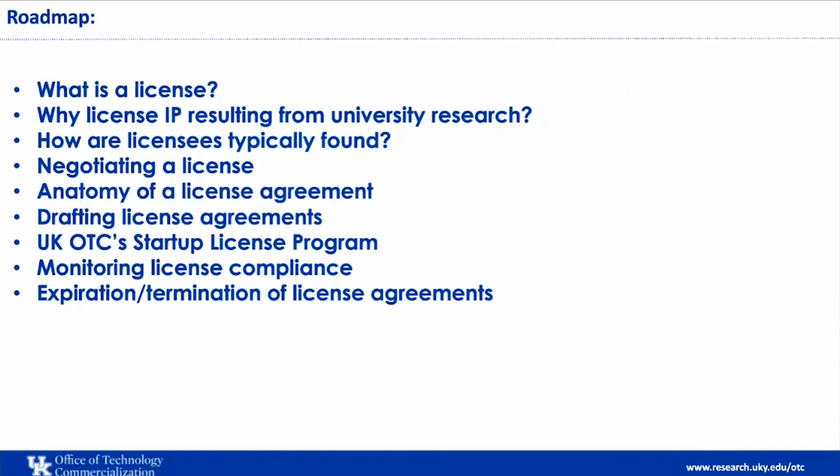First, we'll address some basic questions, such as what is a license? Why do we license IP resulting from university research? How do we typically find these companies, the licensees? How do we negotiate? A very high-level discussion on how we approach negotiations and what we look for. Giving a high-level overview of where we're going to go, and now we'll go there.